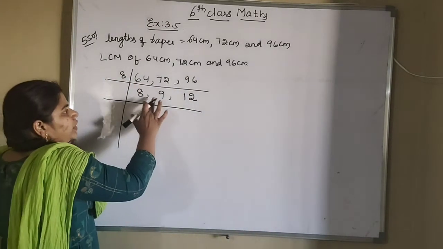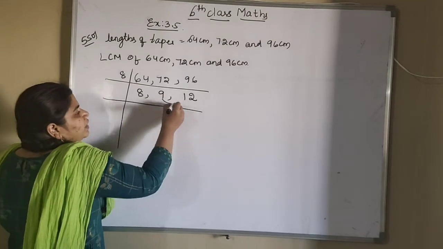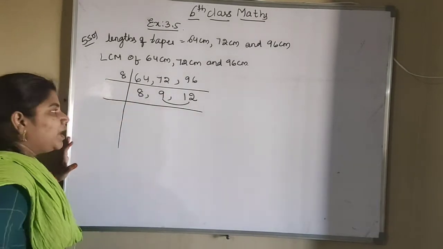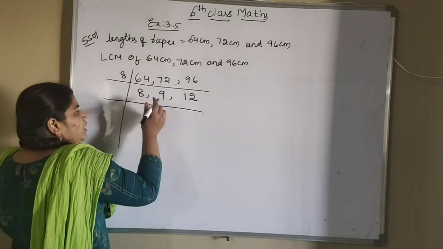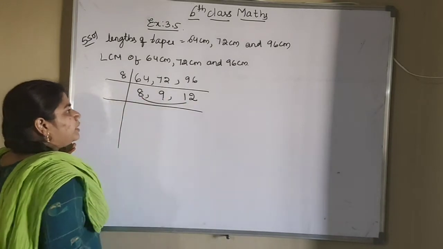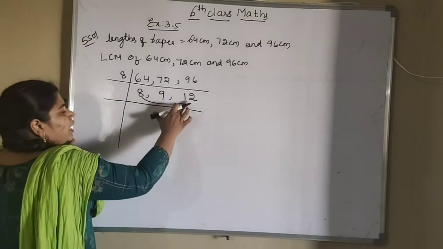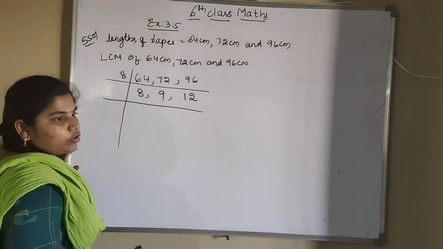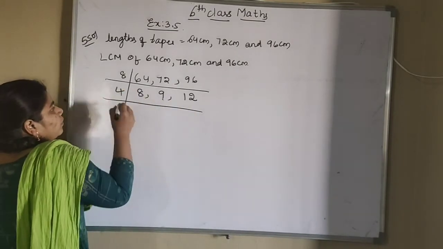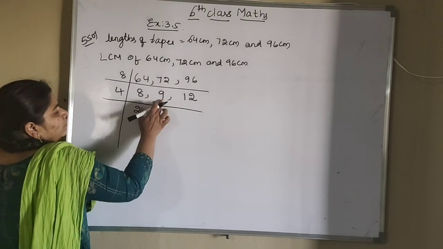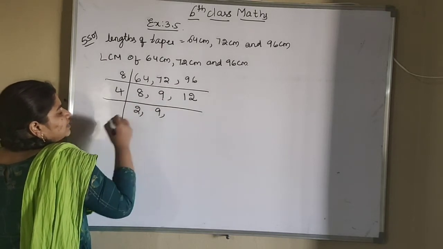Next, 8 9 12. So this 9 and 12 will go in the 3 table, as well as this 8 and 12 will go in which table? It will go in the 4 table. So anything you can take. You can apply 3 here or you can apply 4. So I am applying 4 here. 4 2s are 8. 9 will not go in the 4 table, so write as it is.